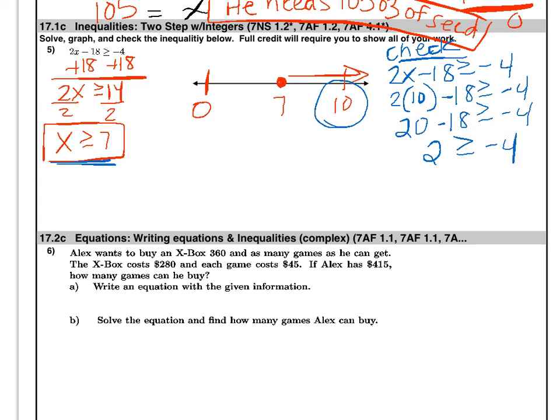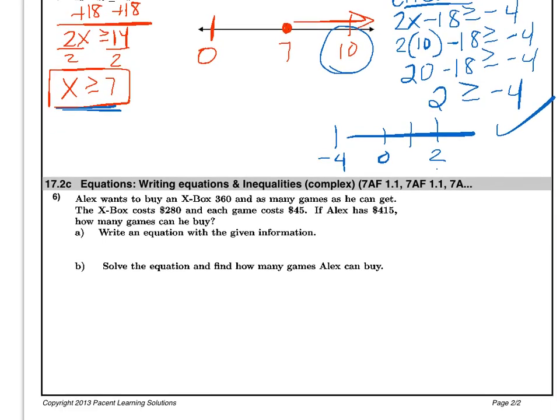Is this true? If I have 2 on a number line, is it greater than negative 4? Well, where would negative 4 be? You'd have a 1, you'd have a 0, so negative 4 would be over here. Is 2 greater than negative 4? Yes, it is. So I've checked my problem and I know it's correct. Okay, we're going to move on to the next problem.